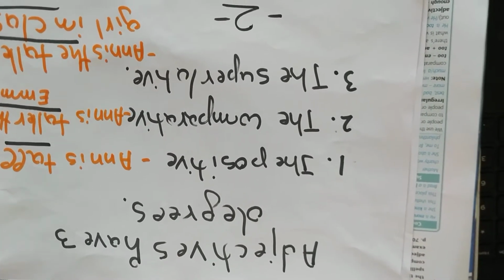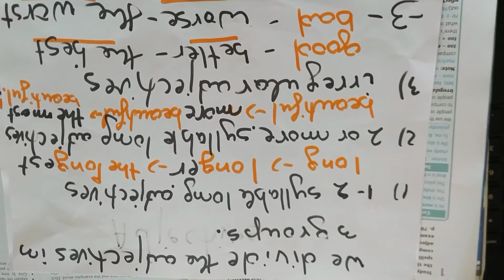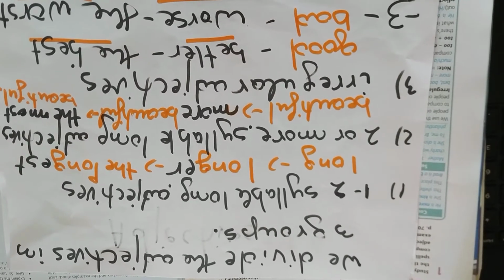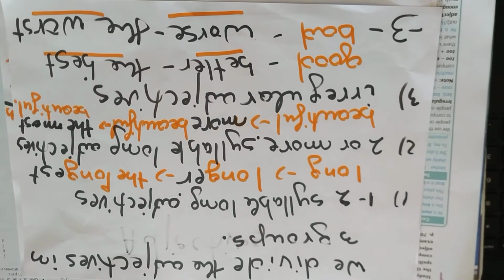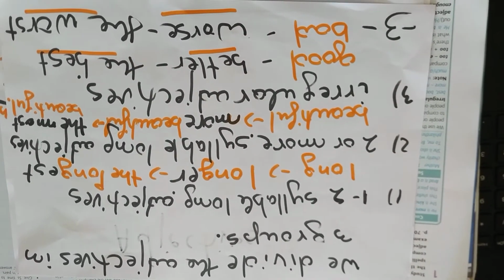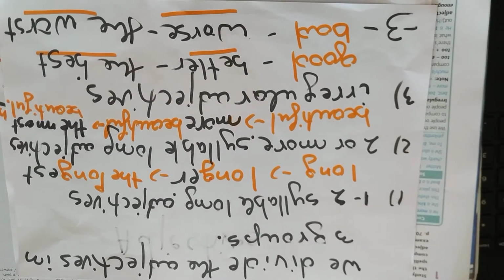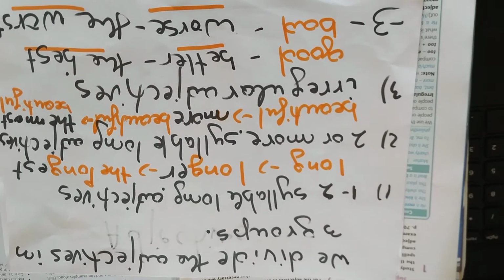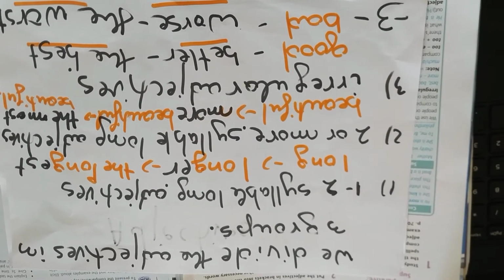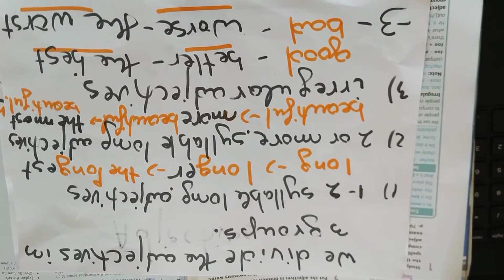How many groups do we have of adjectives? We divide the adjectives into 3 groups. In the first group, we have 1 to 2 syllable long adjectives. For example, long, which adds an ER to form the comparative, and EST to form the superlative. In the second group, we have the adjectives which consist of 2 or more syllables. Beautiful, we add more to form the comparative, and the most to form the superlative. More beautiful, the most beautiful.